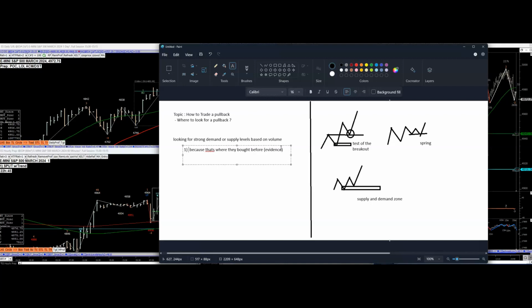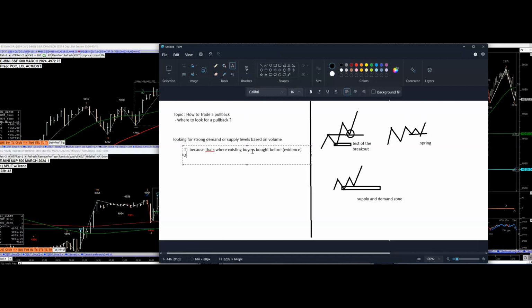That's one reason. And the second reason is, and I'm going to explain the edges here. That's where, instead of saying they, I should say existing traders. Let's just call it buyers. All right, make it very, very simple. Buyers bought before. So existing buyers bought at those levels before.